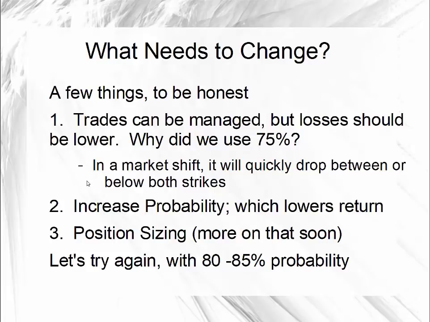Because in the market shifts we saw in 2018, those sudden movements can cause the stock to quickly drop between or below both strike prices, putting you sometimes at a 90 to 95% loss when you wake up in the morning when the day before you were still out of the money. Or it's between the strikes and you're looking at a 65 to 70% loss if you liquidated at that time. So losses should be lower, but a lot of times it's going to break through your management before you can adjust it. Now we should increase the probability.